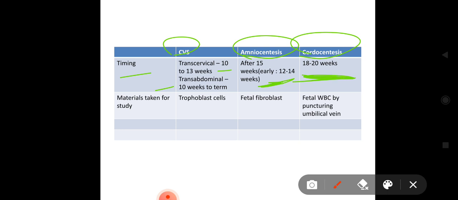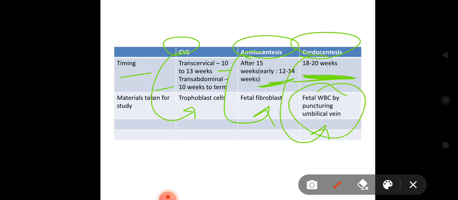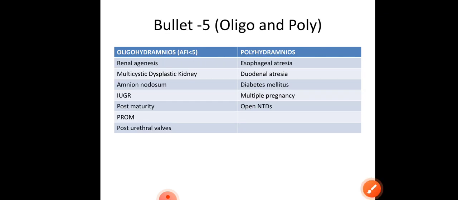Now, what material is taken for studies in CVS? Trophoblast cells are taken. In amniocentesis, fetal fibroblasts are taken. In chordocentesis, fetal WBCs are taken by puncturing the umbilical vein. So a question can be framed: fetal WBC by puncturing the umbilical vein is done in which process? Options will be chordocentesis, amniocentesis, CVS. So the answer will be chordocentesis.